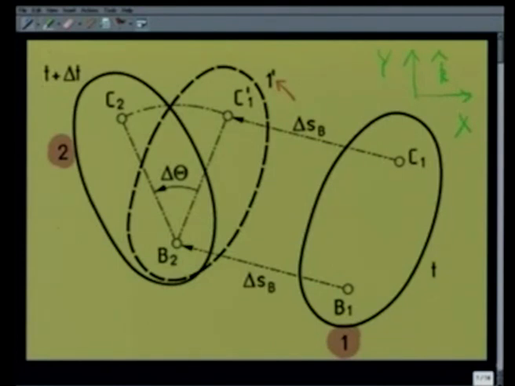So, the angular velocity vector of this rigid body can be defined as omega is the limit as delta t tends to 0 of delta theta by delta t, and the direction of this vector is along z, which I write as the unit vector k. So, the angular velocity vector comes out as theta dot, that is the derivative of theta with respect to time, in the direction k.